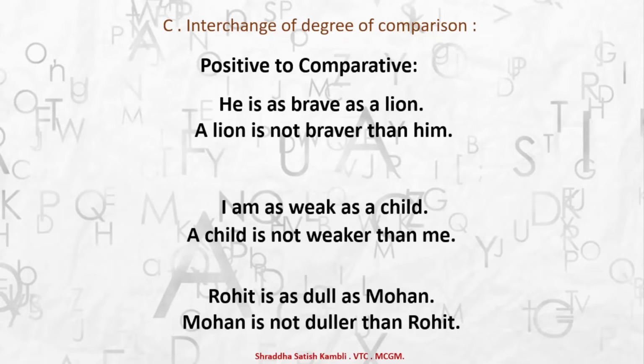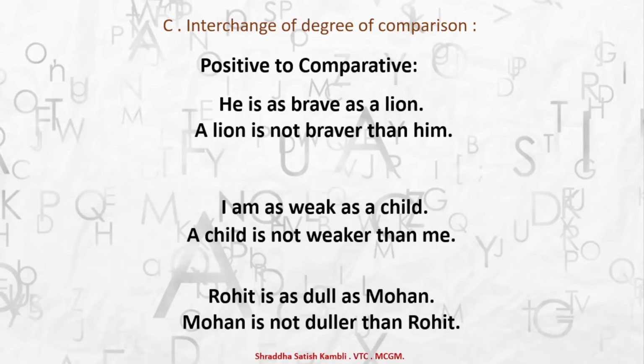I am as weak as a child. Weak is in the positive degree. A child is not weaker than me. Weaker is in the comparative degree. Rohit is as dull as Mohan. Mohan is not duller than Rohit. So I've changed the degrees. Let's focus on the meaning now.